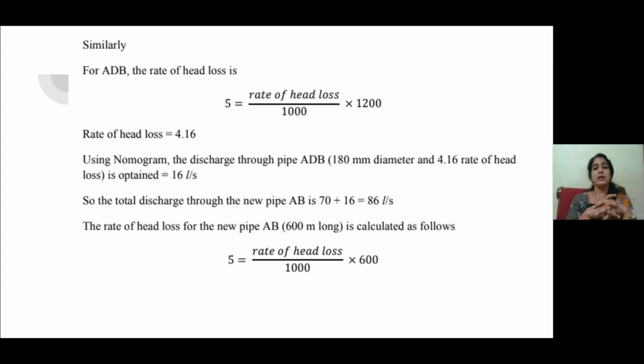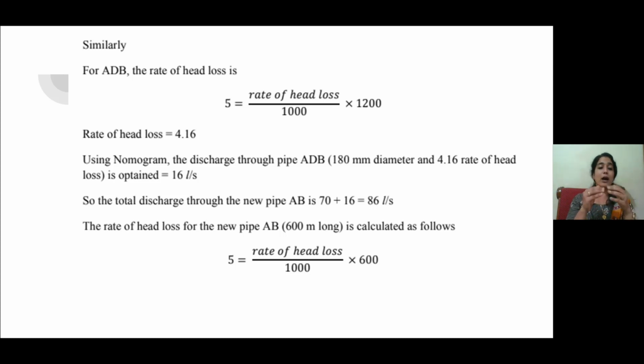By using the Hazen-Williams nomogram for a Hazen-Williams coefficient C equal to 100, we get the discharge as 16 liters per second. So here you have to converge the two systems of pipes, that is ACB and ADB, into AB. The discharge through ACB is 70 liters per second and through ADB is 16 liters per second. So the total discharge for the pipe AB should be the total of these two discharges, which is 86 liters per second.